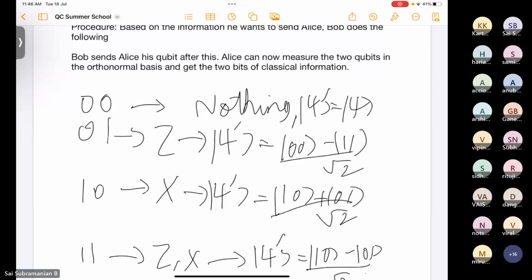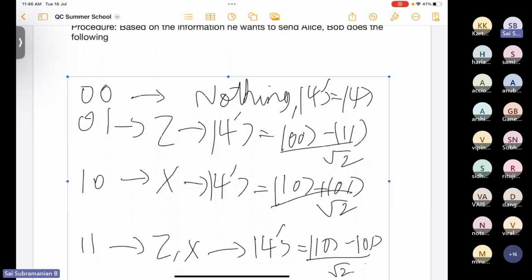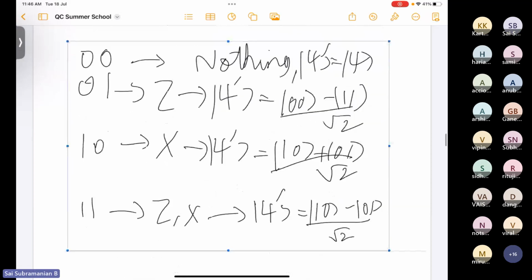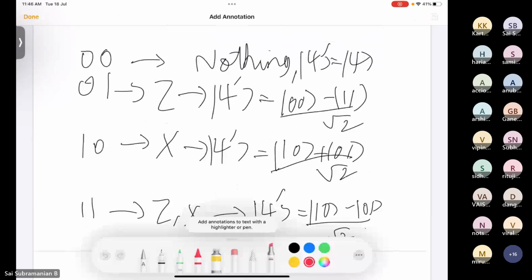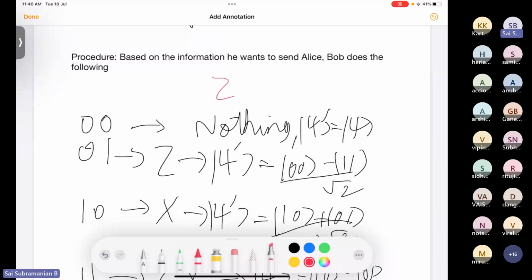So operating Z on (|00> plus |11>) by root 2. When I say Z, this is actually Z tensor product I. I am operating Z only on 1 qubit. So it does not affect 0 and it changes the sign of 1. That's why you get (|00> minus |11>) by root 2.